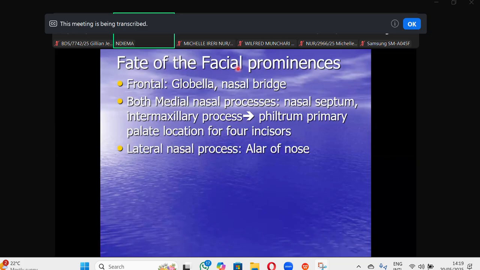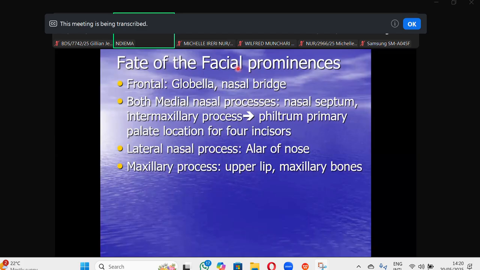Then we have the lateral nasal process, and the lateral nasal process forms the ala of the nose. Just lateral to the bridge of the nose, we have the ala, the flat part of the nose. That is formed by the lateral nasal process. And the other prominence, which is very big, is the maxillary process or maxillary prominence. The maxillary prominence forms the upper lip and also the maxillary bone. The upper lip and the maxillary bone are all formed from the maxillary process.